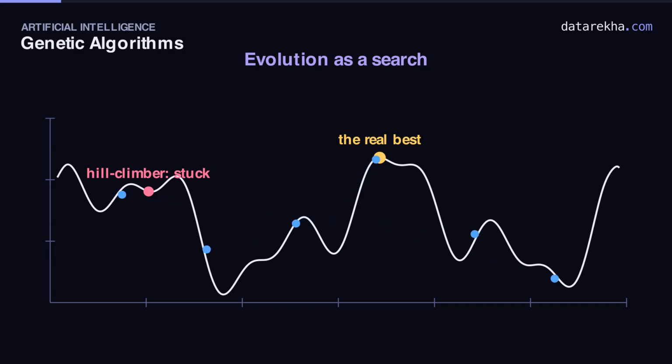So we borrow a trick from nature. Instead of one searcher, keep a whole population of candidate answers. Let the fitter ones breed, mix their parts, throw in an occasional random change, and generation after generation, the population as a whole climbs toward the best. That is a genetic algorithm.